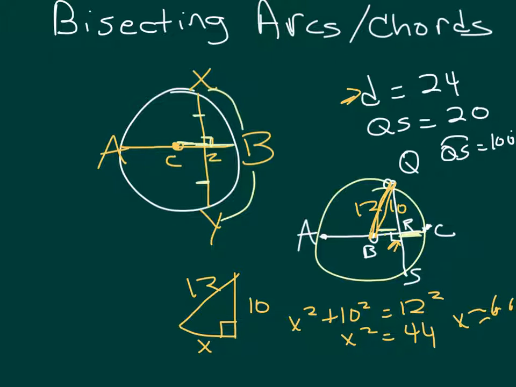So now I know I've used up 6.6 there. The full radius would be 24. So if I do 24, take away 6.6, I will have the approximate value of 17.4. And that would be my length R to C.